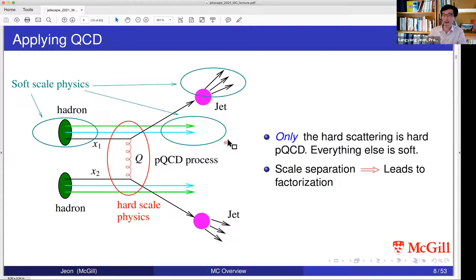As you know, QCD is good only in the sense that you can do good calculations only perturbatively. Meaning that only the hard scattering part, this part, can be calculated perturbatively. All others are soft scale physics. This is good and bad. We know how to calculate this. We don't really know how to calculate this. We know how to evolve them, but we don't know how to calculate soft scale physics from scratch. But the good news is because of this scale separation, you have soft physics happening here, hard physics happening here, and then another soft physics happening here, you can actually separate them. You can separate these processes into factorized parts. And that leads to factorization.